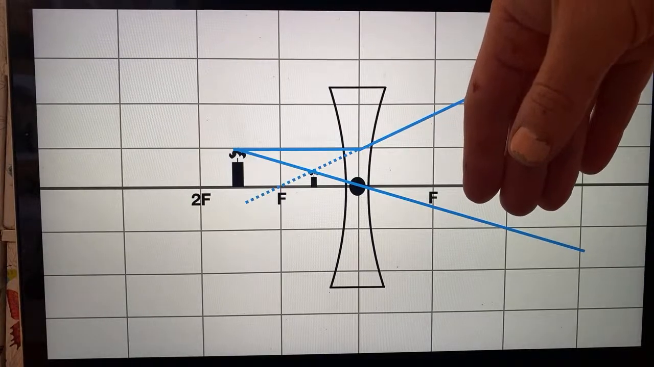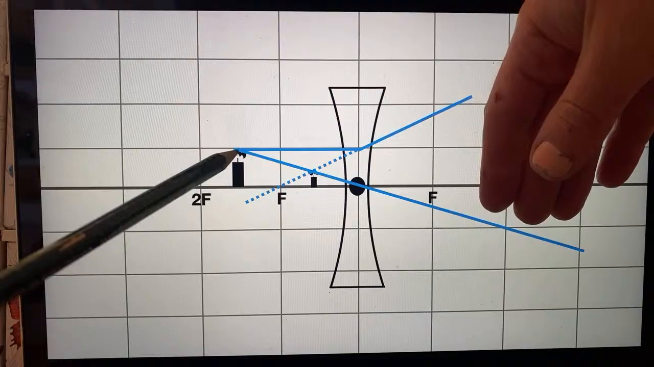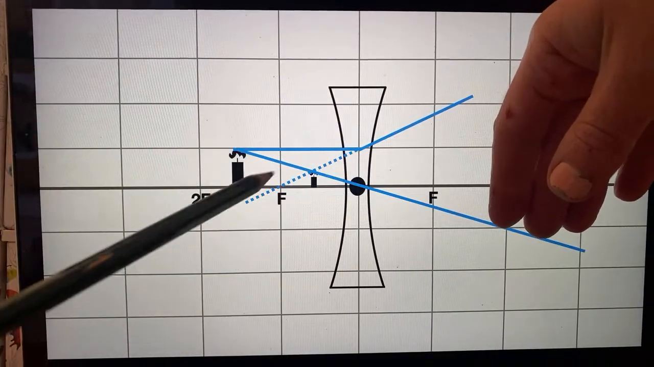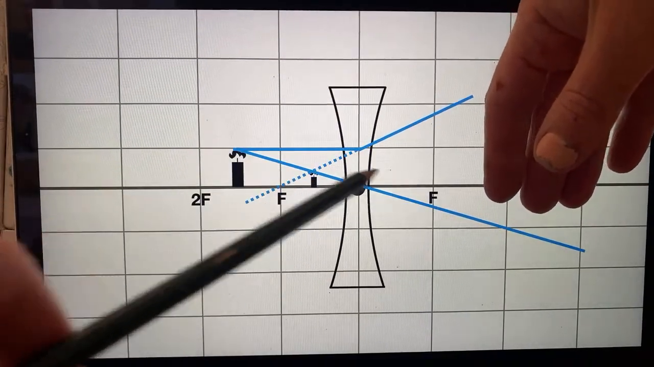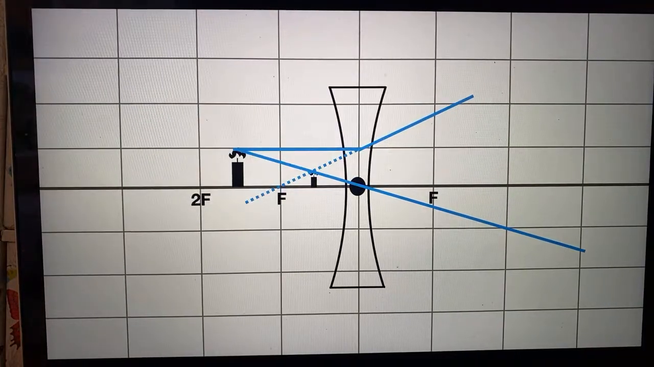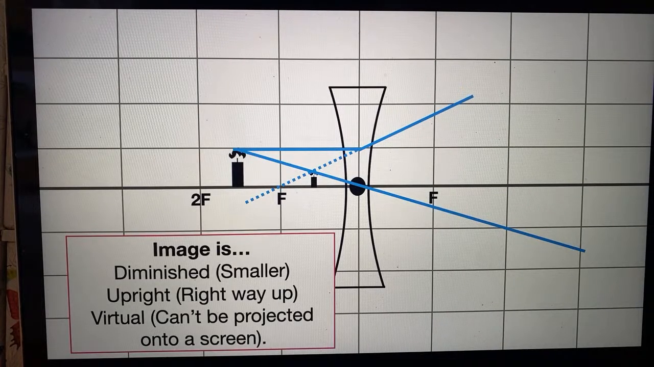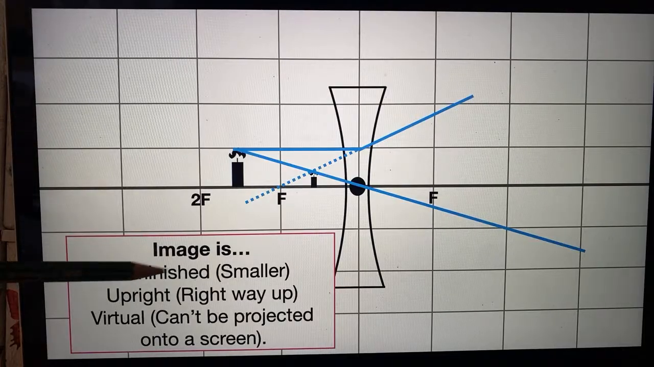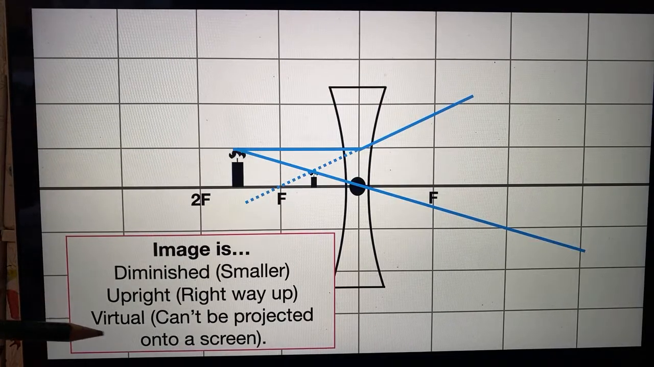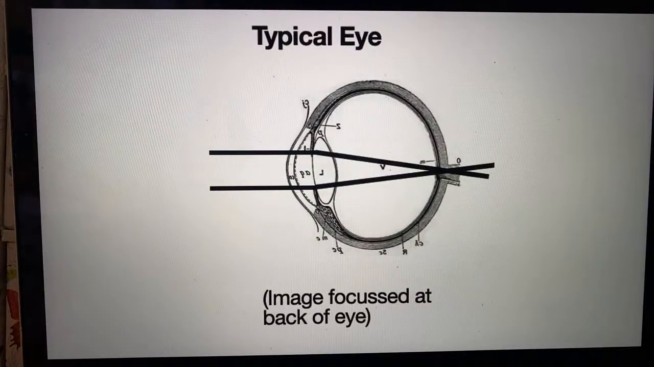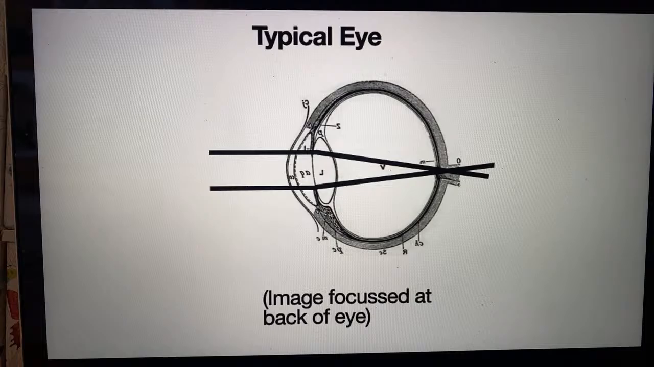So your eye is there, the candle's on the other side of the diverging lens, and yes, this diverging lens does that same trick to your brain and makes you see an image which is very small. Why would that be useful? Why would you want that to happen? Well, very quickly, before we go back to my downstairs toilet and enjoy the coolness once more. So you end up with an image which is diminished, smaller, the right way up, upright, and virtual, can't be projected onto a screen.